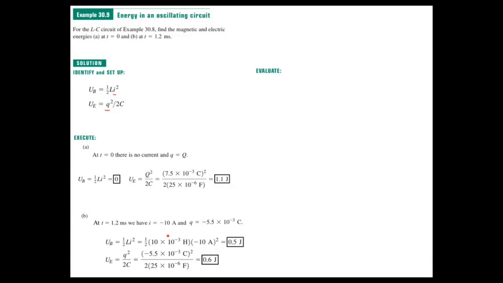I also noticed that from the previous example, 1.2 milliseconds was about halfway between T over 4 and T over 2, where T is the period of oscillation. So we're halfway between the capacitor being fully charged and the inductor having a maximum current. Not quite halfway, but roughly, and hence these two energies are roughly the same for the two elements. And this ends example 30.9.